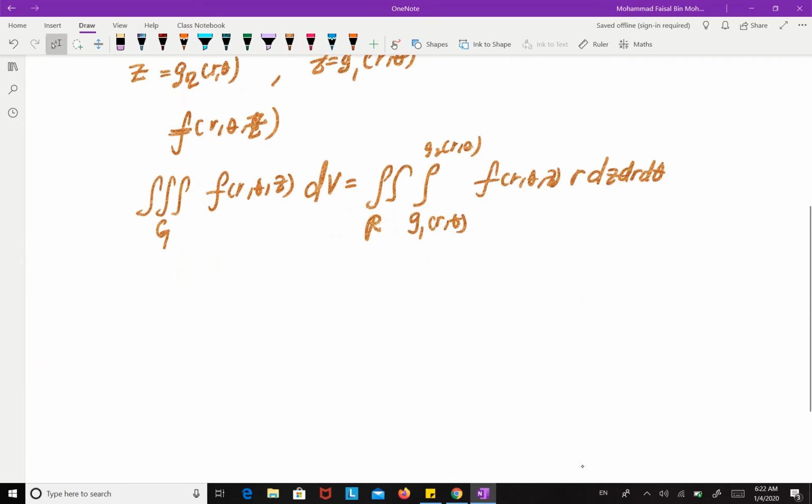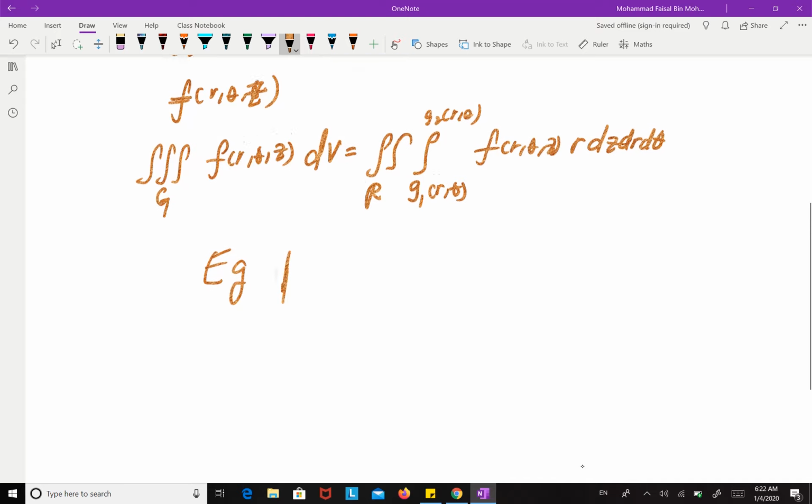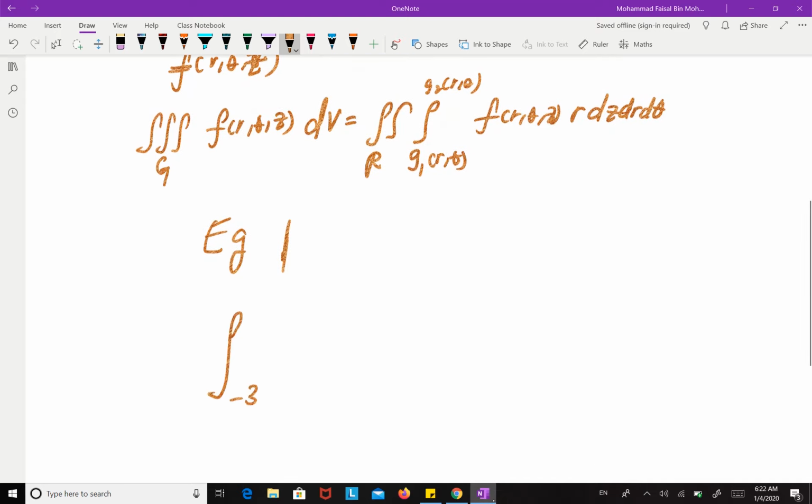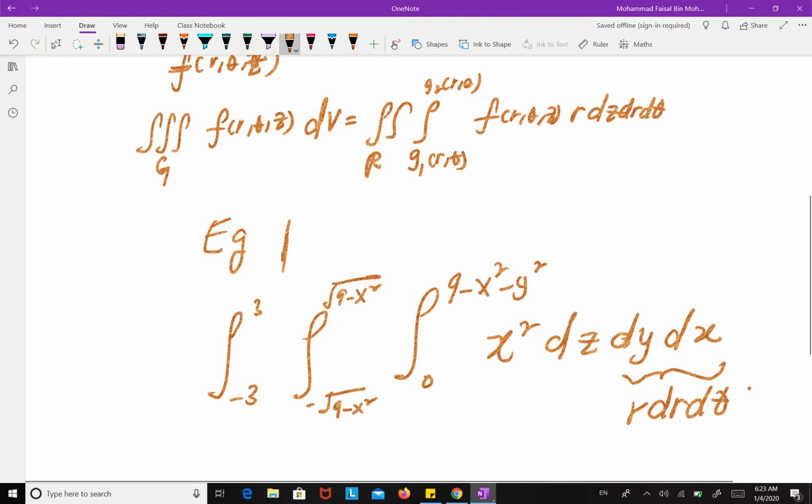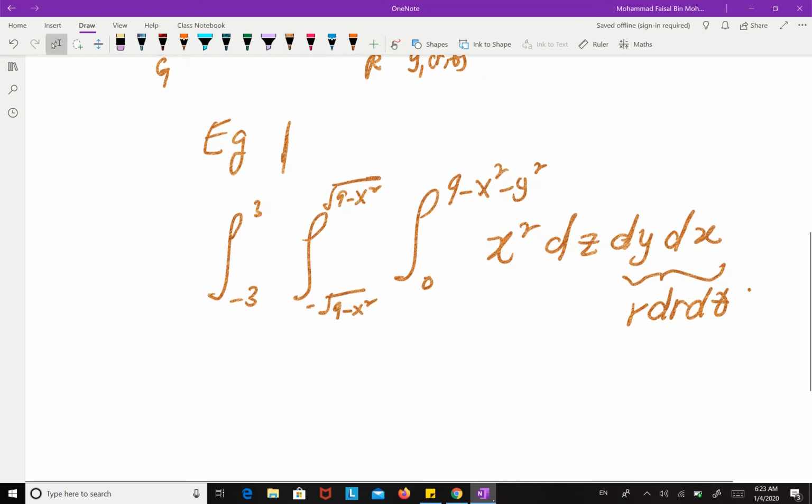Example 1. Use cylindrical coordinates to evaluate the integral with x from negative 3 to 3, y from negative square root of 9 minus x squared to positive square root of 9 minus x squared, and z from 0 to 9 minus x squared minus y squared, of x squared dz dy dx. Remember this will turn into r dr d theta, and that will remain.